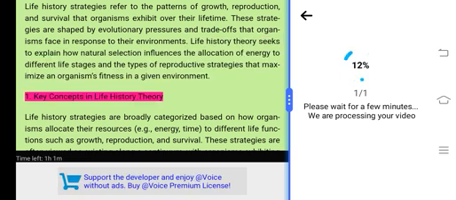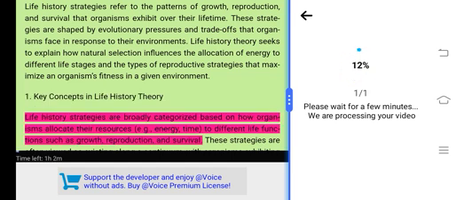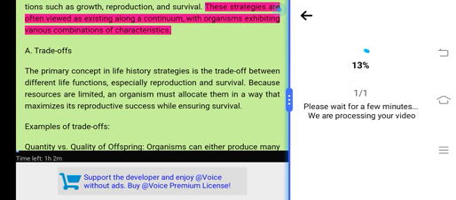1. Key concepts in life history theory. Life history strategies are broadly categorized based on how organisms allocate their resources, e.g., energy and time, to different life functions such as growth, reproduction, and survival. These strategies are often viewed as existing along a continuum, with organisms exhibiting various combinations of characteristics.